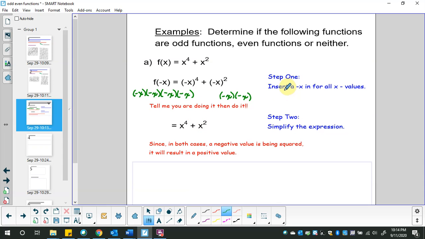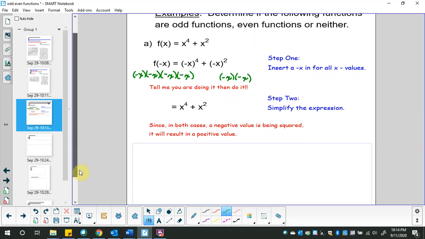So step one, we insert the negative x. Step two, we simplify the expression as much as we can. So I've just made a little note here, since in both cases a negative value is being squared. I guess this one to the fourth, so it's squared twice. It will result in a positive value. So now let's see what's under the next box.